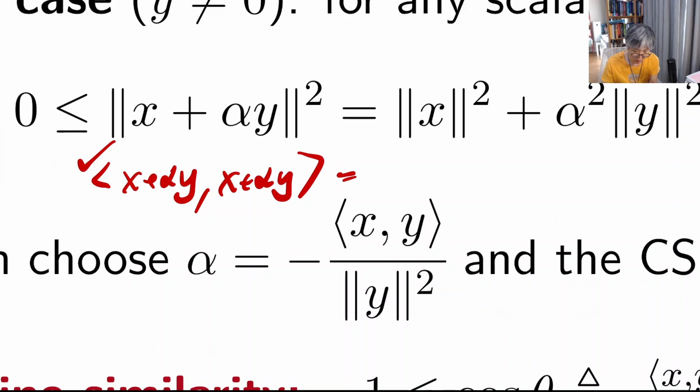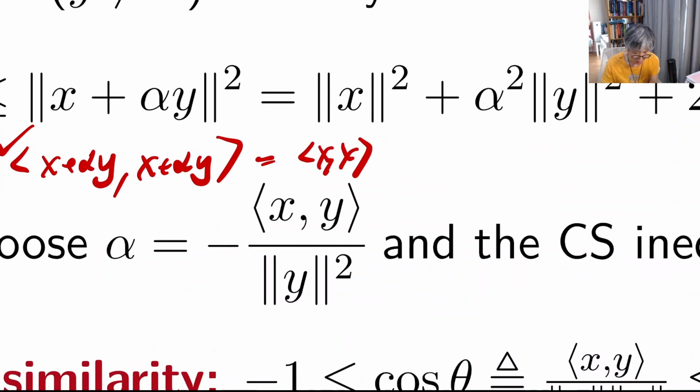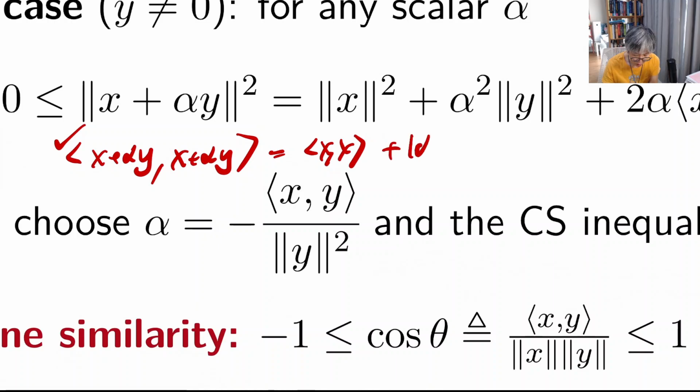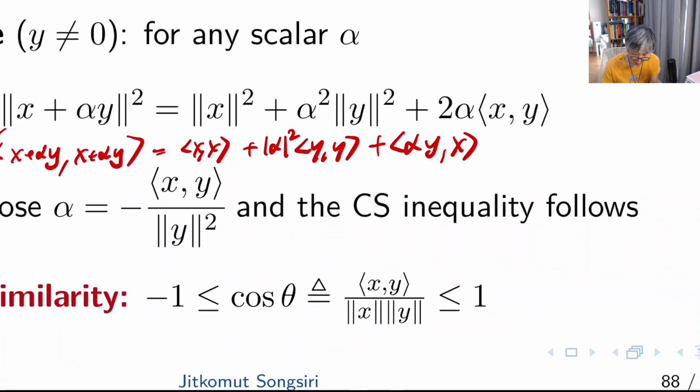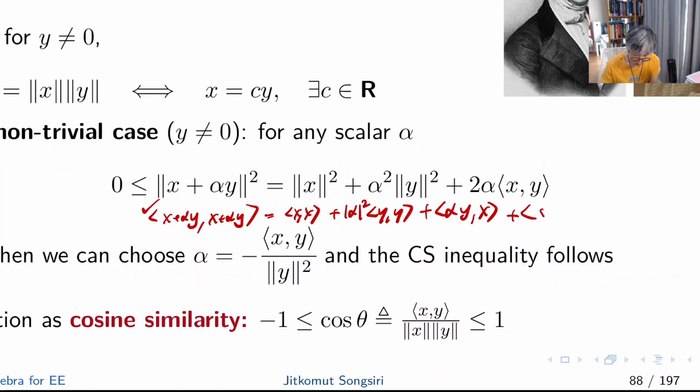Now you just expand this inner product. You get the inner product of x and x, alpha squared times the inner product of y and y, and then alpha times the inner products of y with x and x with y. Now you make use of the property that it is linear in the first argument, and use the symmetric property between these two terms, and you get this.